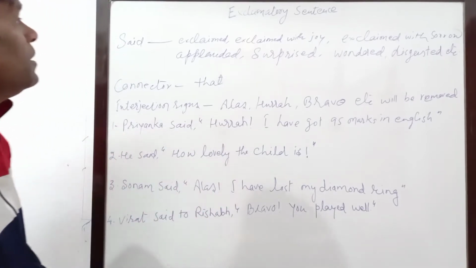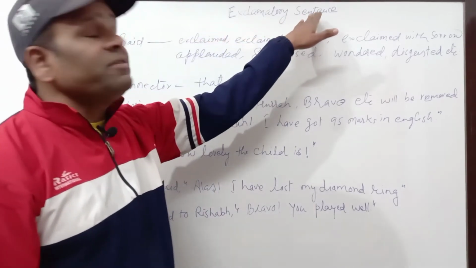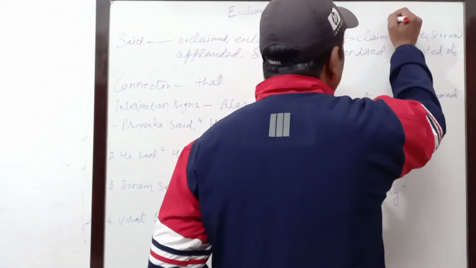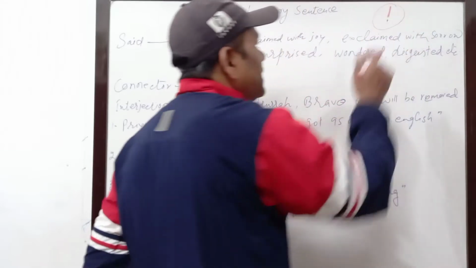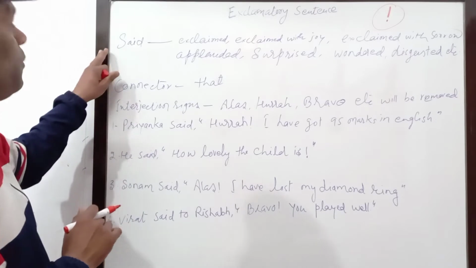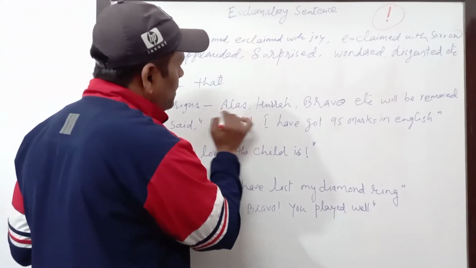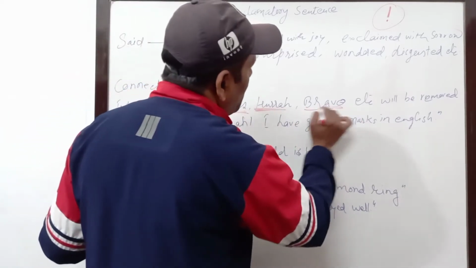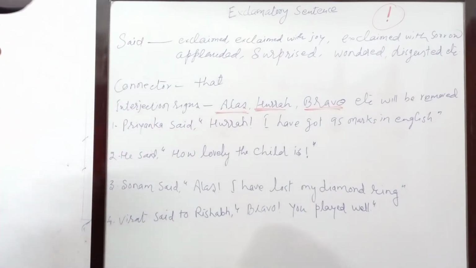So what do we do when we find exclamatory sentences? First of all, understand, you will get a sign of exclamation there. That is the sign of exclamatory sentences. Point number one. Point number two, you will get interjection signs like alas, hurrah, bravo, etc. in that sentence.